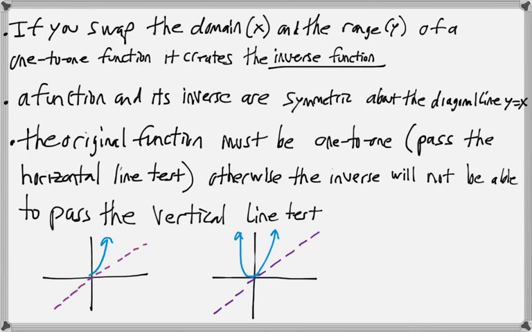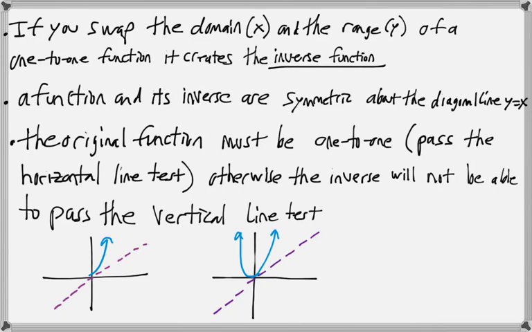A function and its inverse are symmetric about the diagonal line y is equal to x, and the original function must be one-to-one, meaning it has to pass the horizontal line test. Otherwise, the inverse will not be able to pass the vertical line test. So I have two examples here of functions.